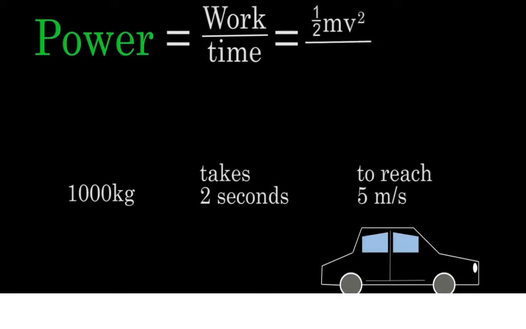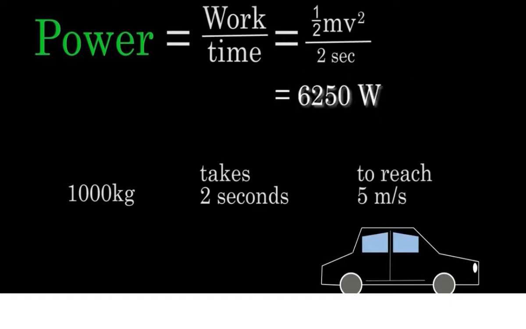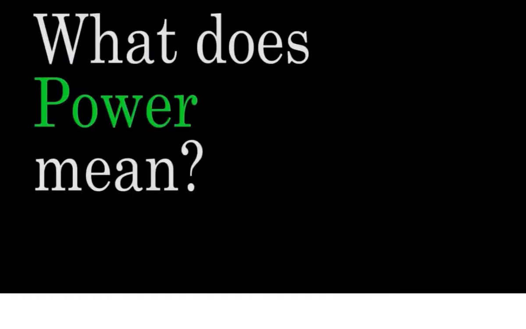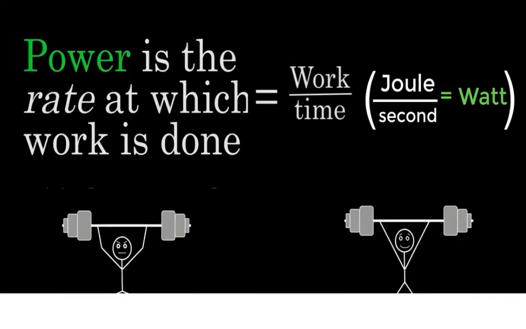So we can write half mv square by time, and here the mass and velocity are given. If we put the values of mass, velocity and time, we get the power of the car as 6250 watt. Now what does power mean? It means the rate at which the work is done.